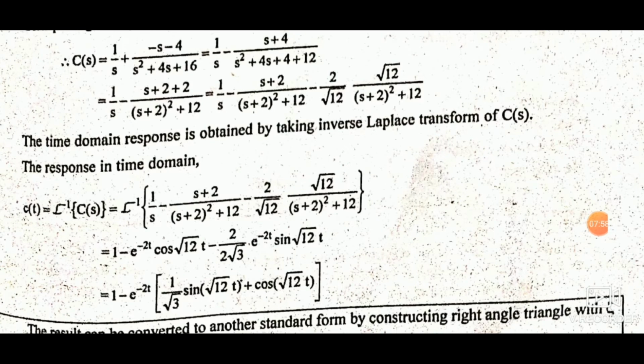(s plus a) by ((s plus a) whole square plus b square) means e power minus at cos bt. Next, b by ((s plus a) whole square plus b square) means e power minus at into sin bt. These are the formulas. Okay.